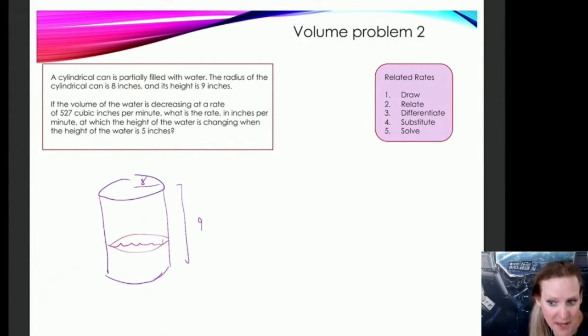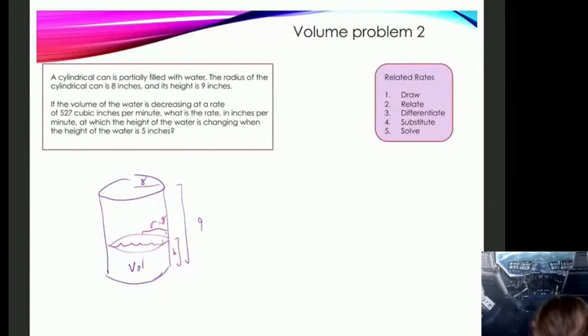They're not giving me any more specs about that water at the bottom there. So I'm just going to label that as H for its height and its radius as R. But note that R is always equal to 8, because it's an upright cylinder, and so its radius isn't changing. I'm interested in the volume down there, and I'm given that the volume of the water is decreasing at a rate of 527 cubic inches per minute.